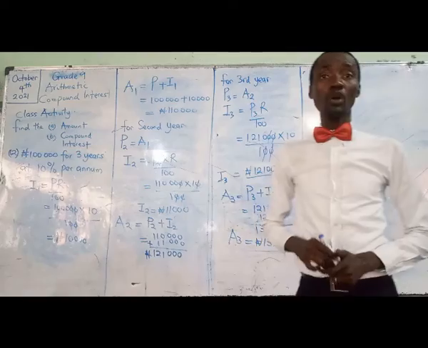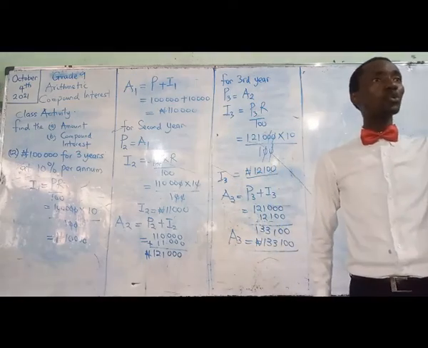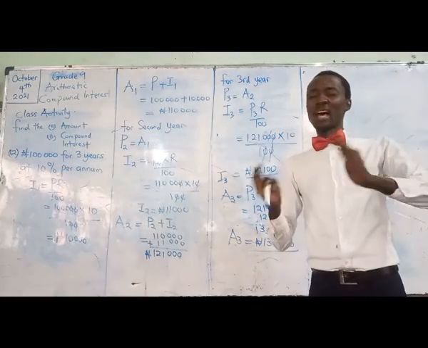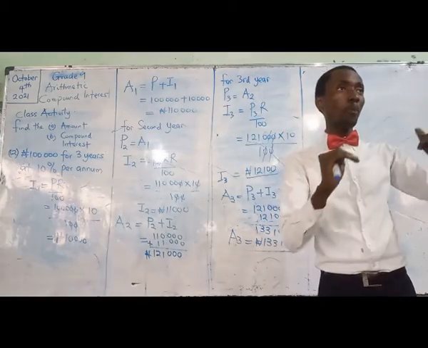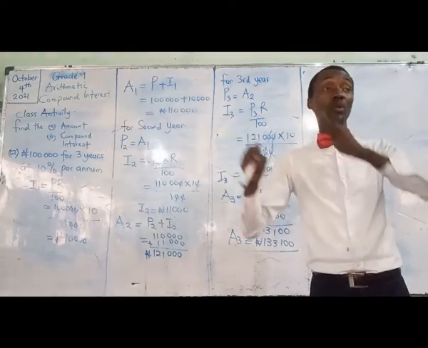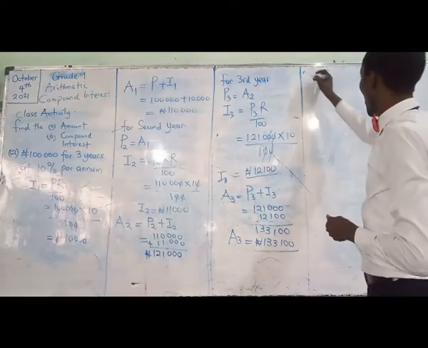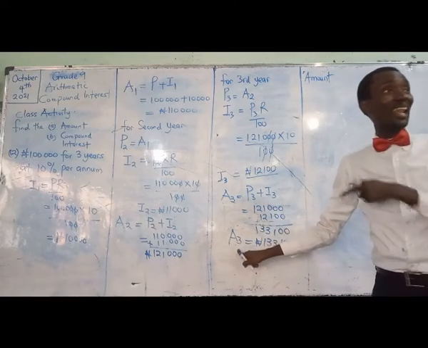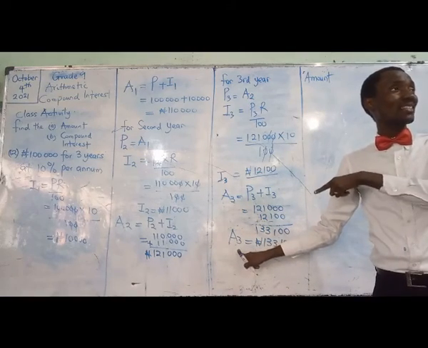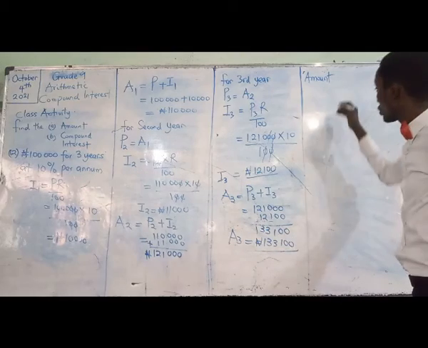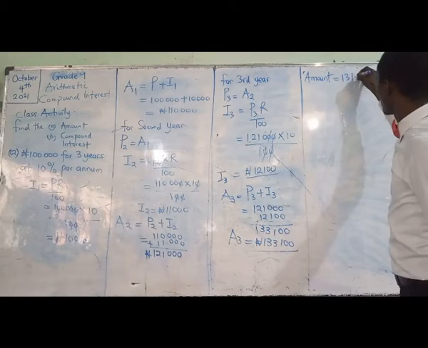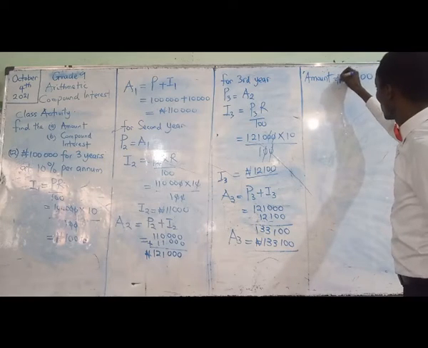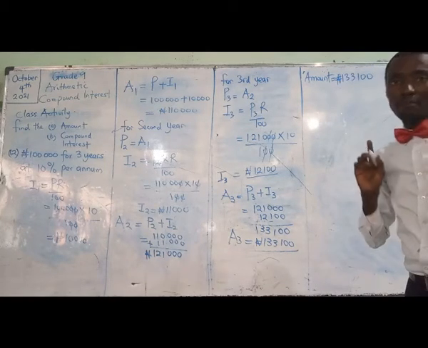Now that amount of the third year is the amount we are told to look for as it pertains to compound interest, or the amount when we're dealing with compound interest. So the amount is always what you get at the end of the third year. So this will be 133,100. So we've gotten the amount.